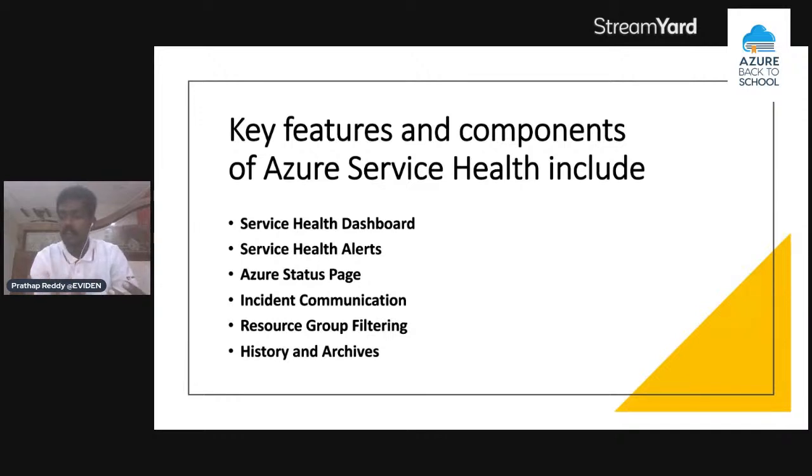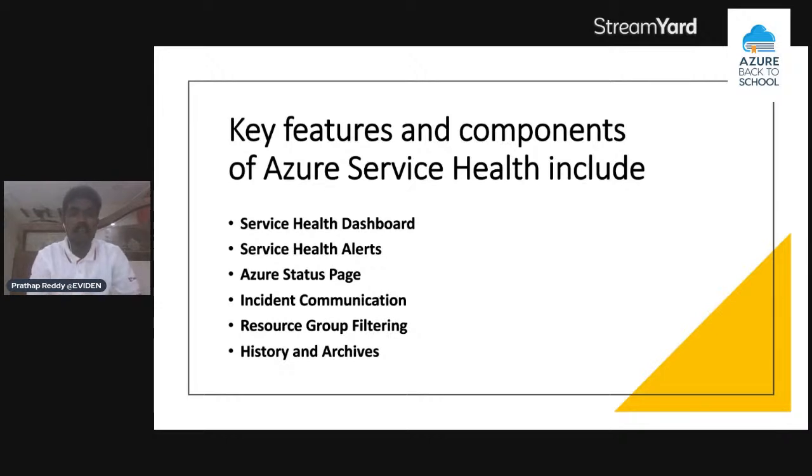Every resource group, every service, or every monitoring client needs a dashboard where we can monitor and manage everything that is happening. The second thing is Azure Health alerts. We have to go for health alerts to know where the person is healthy and where the person is not healthy, and everything moves through this. The third is the Azure status page and incident communication, resource group filtering, and history. So these are some of the key features and components of Azure Service Health.